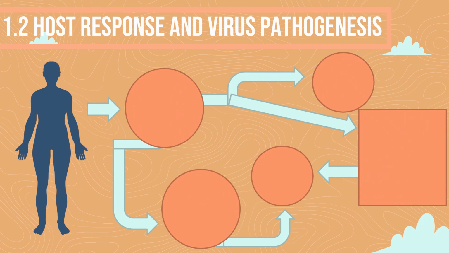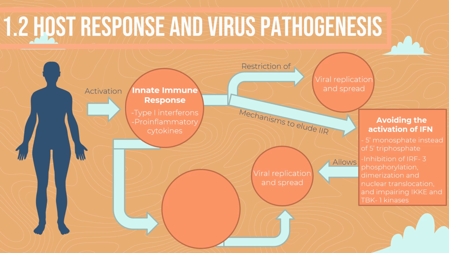The immune response of the host to the infection is the activation of innate immune responses such as the type 1 interferons and pro-inflammatory cytokines. This is possible since the host cells have the ability to recognize pathogen-associated molecular patterns. The innate immune responses are responsible for restriction of viral replication and spread. However, hantaviruses have developed multiple mechanisms to elude the IFN response of the host, thus allowing viral replication and spread.